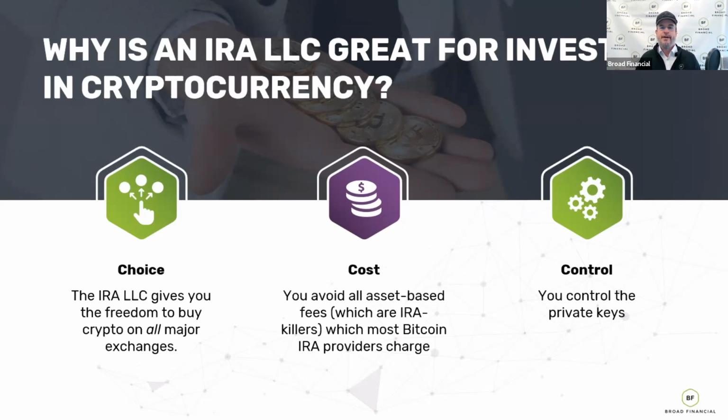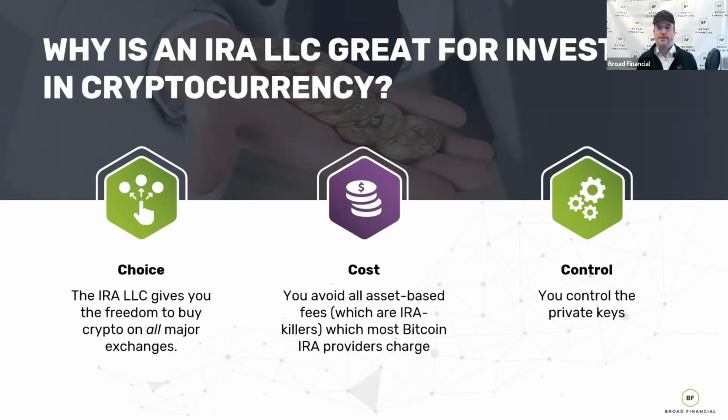Number two advantage of it, the cost. You avoid all the asset-based fees. When you go with one of these custodial plans, they're charging you a fee every time you buy and sell, in addition to whatever fees there may be in an exchange. And often they're very exorbitant. You don't have that with an IRA LLC. With an IRA LLC, there are no asset-based fees. You trade, you pay whatever the exchange charges. Broad Financial does not charge you a penny for trading.